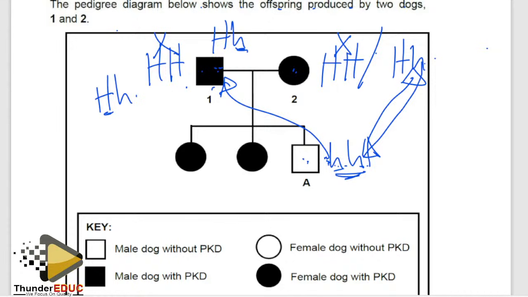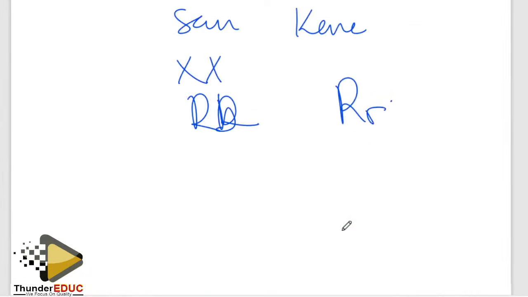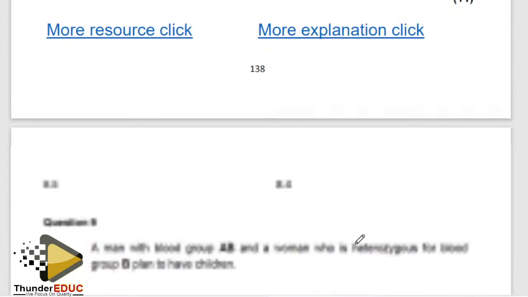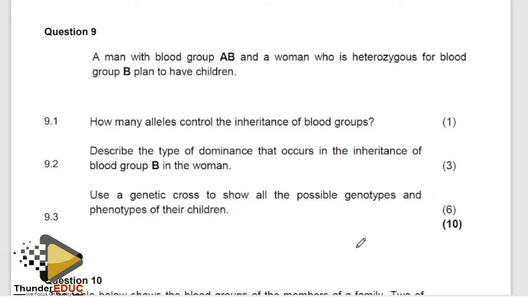I think you have got it. I'm no longer confusing you. How many genes control blood group, guys? It is one gene. How many genes control blood group? One gene, and that gene is blood group. Do you have any other gene? Tell me if there's any other gene. This is one gene, blood group.